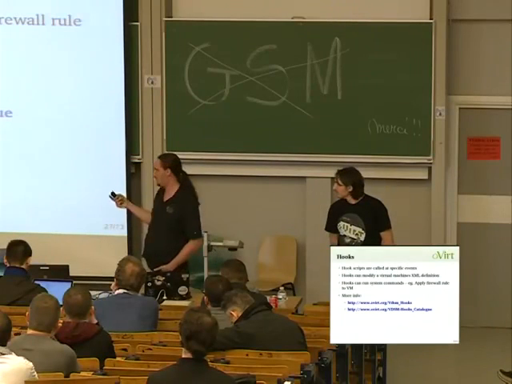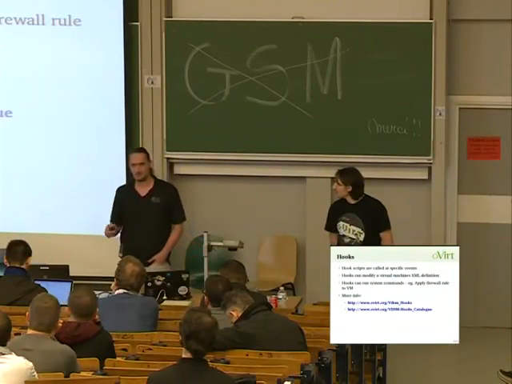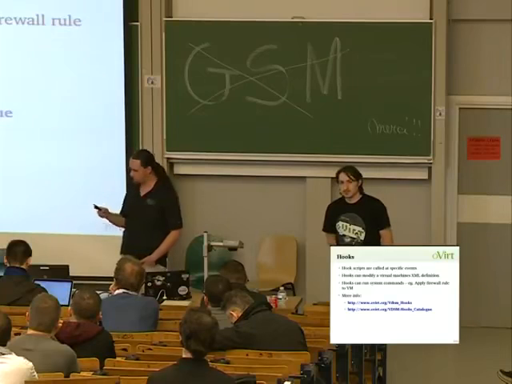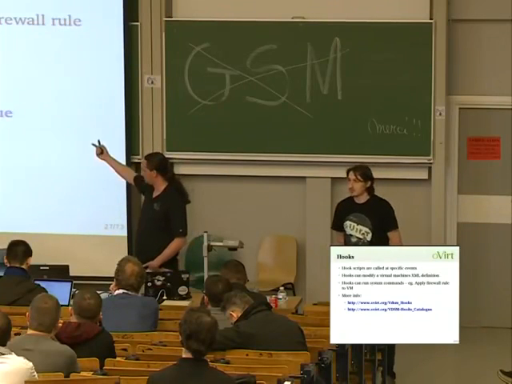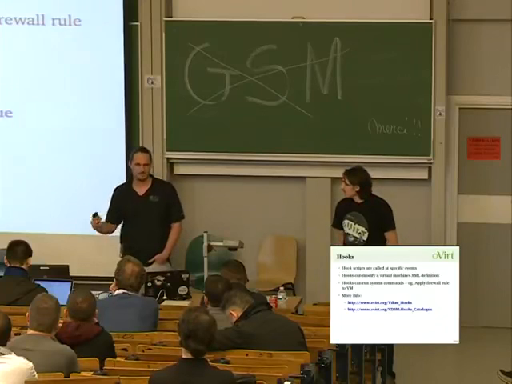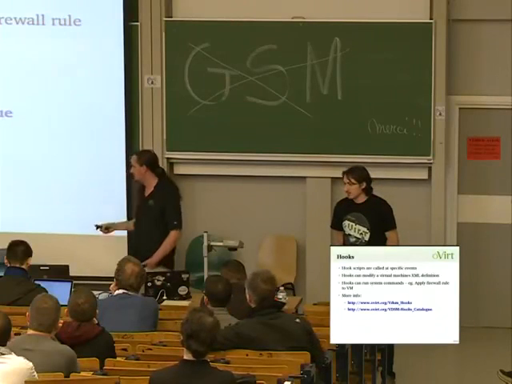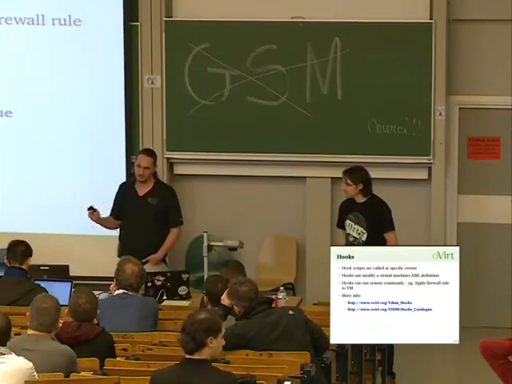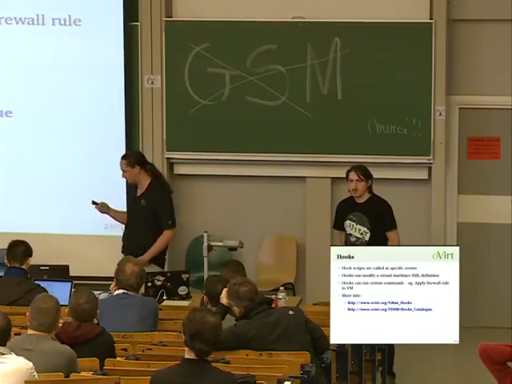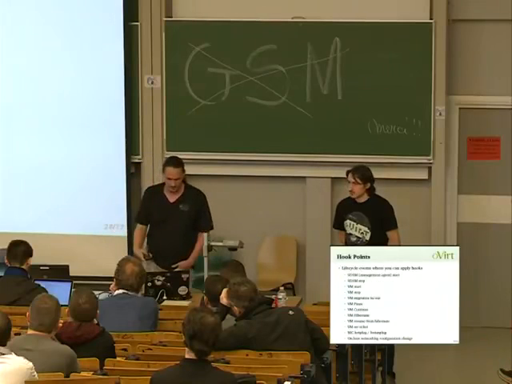And also hooks can run system commands. So if you want to, say, apply firewall rules before you run the VM, you can do that. You just call iptables, whatever. And you have more information. So the first link is just a general description of the hooks, how to write and how to use them. And the second one is actually a hooks catalog, all the existing hooks that are available for use that you can install on your host.